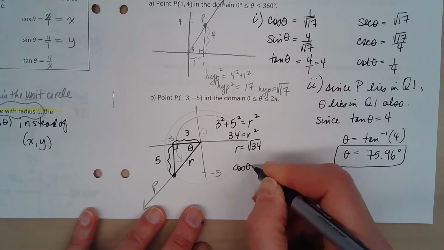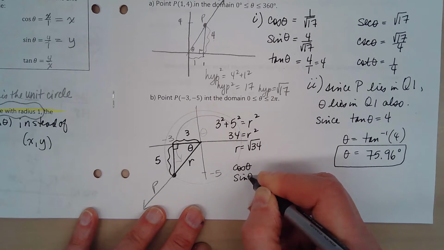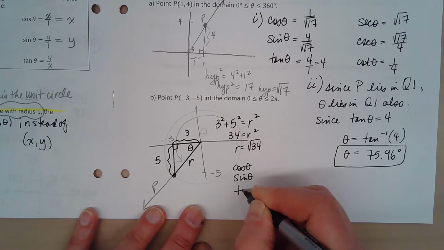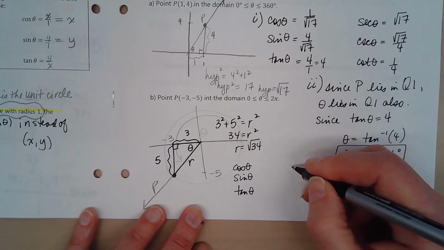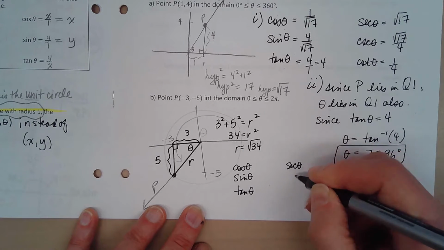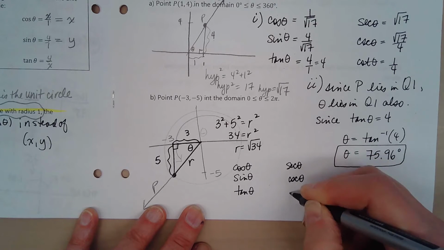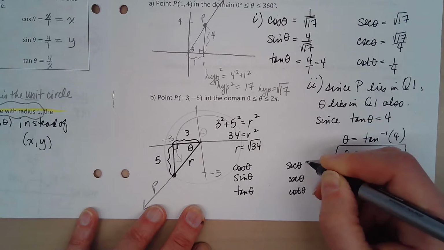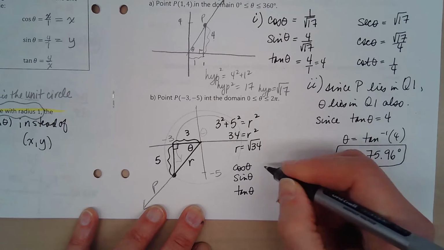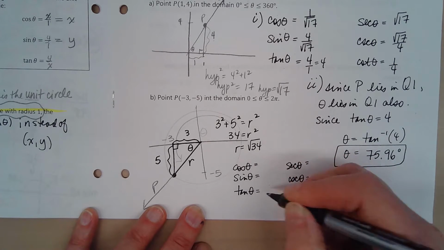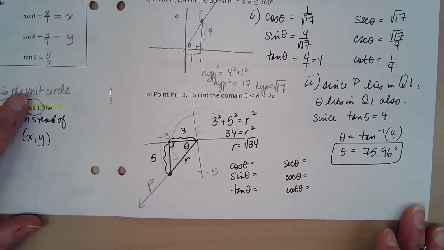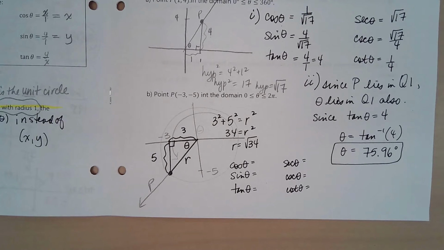Cos of the angle, sine of the angle, tan of the angle, secant, cosecant, cotan. I'm going to get you to set up the ratios. I'm going to caution you to be careful though.